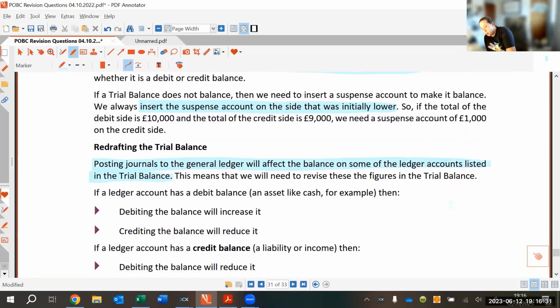So there are a couple of things to think about with this. First of all, what type of account is it? Is it an expense? Is it an asset? Is it income? Is it a liability? Is it capital? If it has a debit balance, so it's an asset or an expense, or it might be drawings if you were unlucky, and the journal says that you need to debit the account, that will increase the balance on the account by the amount of the adjustment. But if the journal says that the account needs to be credited, it will reduce the value on the account, and therefore you take it off the balance that was originally given.